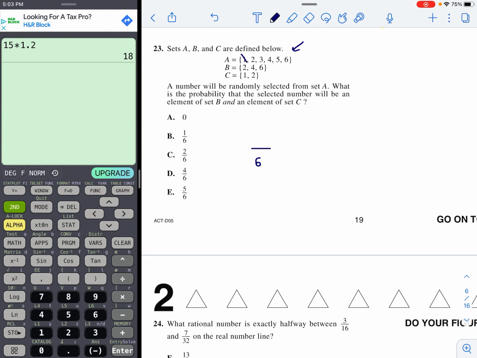Is it true for 1? No, because 1 is not in set B. Is it true for 2? Yes. 2 is in both of these sets. It's not true for 3, 4, 5, or 6. There is only one number that's in B and C, and so the answer is B, 1 out of 6.